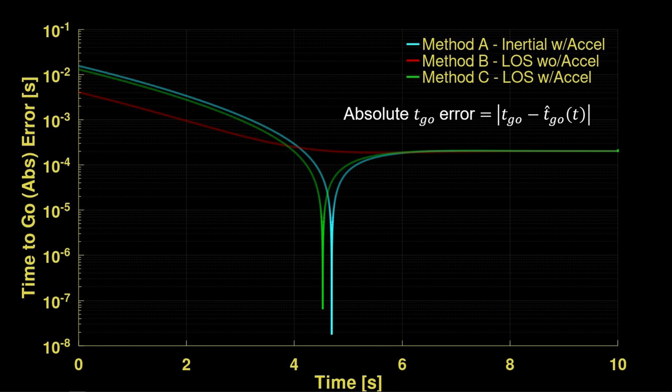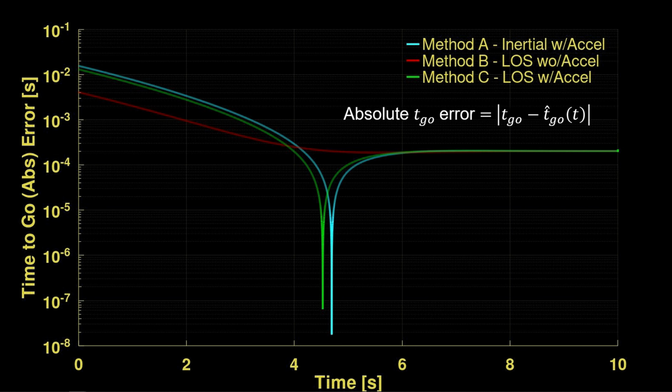The absolute error again converges to near 1e to the minus 4, with the methods containing relative acceleration initially less accurate, but after about 4 seconds they become as accurate as method B. This is attributed to the impact of error due to the constant acceleration assumption decreasing as the engagement nears the final time. The singularities observed in methods A and C are due to the estimate crossing the actual time to go signal, so that they're briefly very accurate during that crossing.